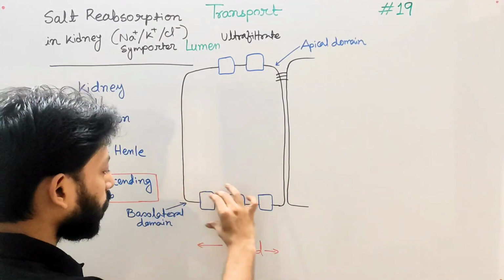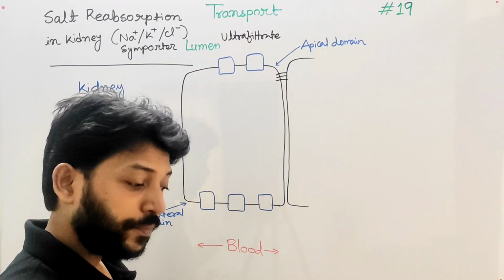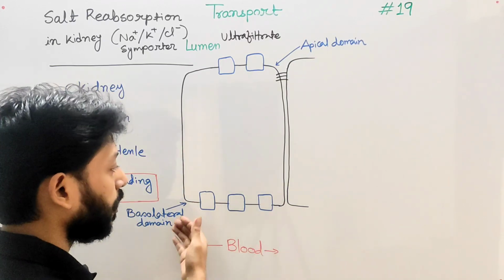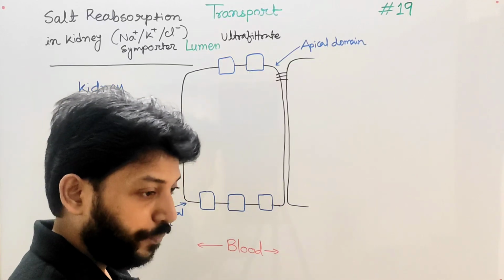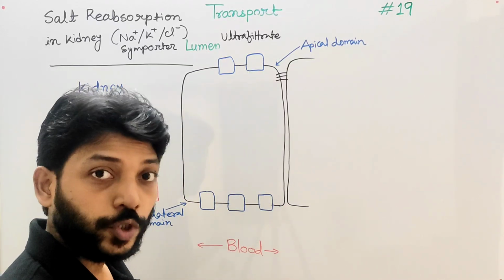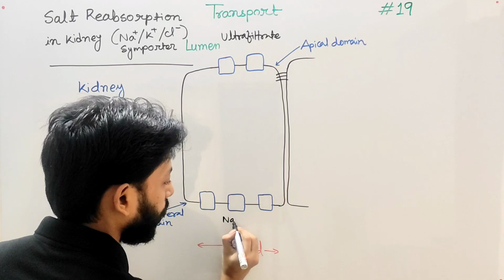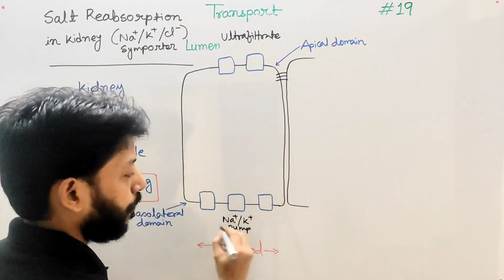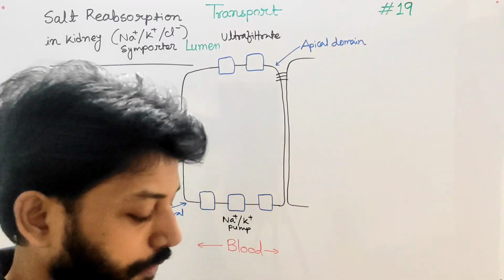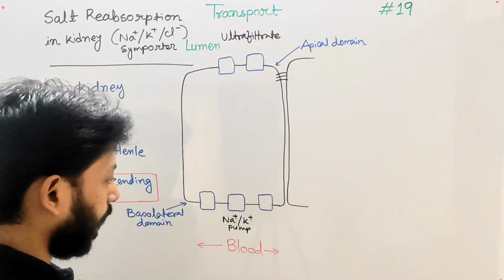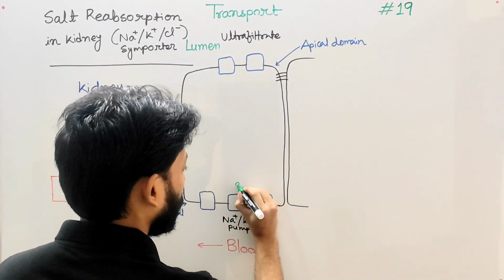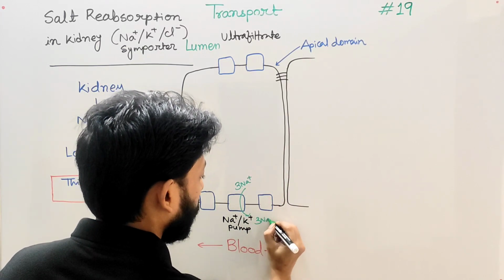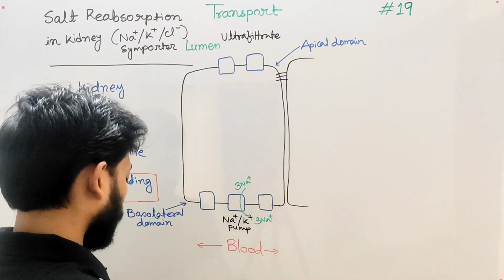Now in the basolateral domain and the apical domain, different transporters work together. So there is an orchestration of different transporters. In this way, these cells reabsorb sodium chloride. This is the sodium and potassium pump. This pump plays an important role here. What happens basically is that sodium comes out of the cells. 3 sodium come out of the cell into this space and 2 potassium enter.